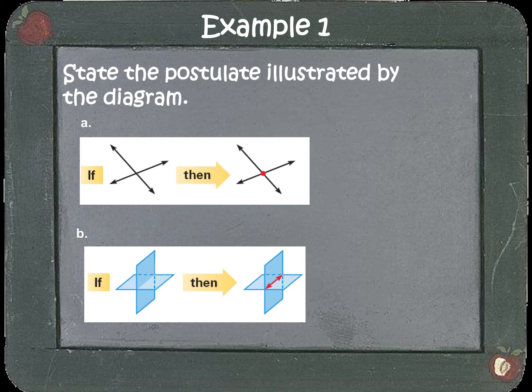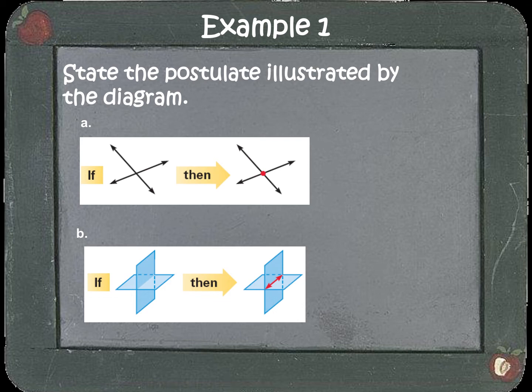Now, you're going to get pictures similar to these on your test and quiz, where I'm going to give you this diagram and you have to name the postulate that is illustrated. So here, now if you forget the name, you can always describe what's happening.